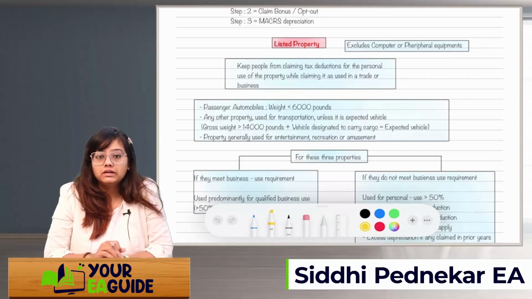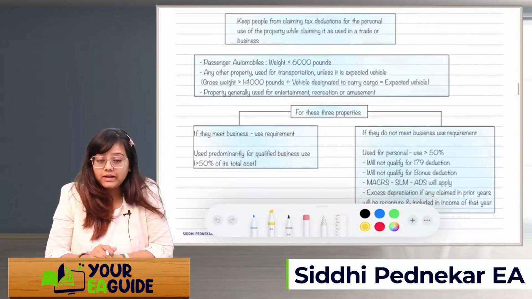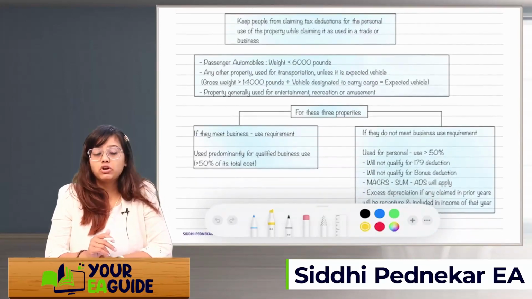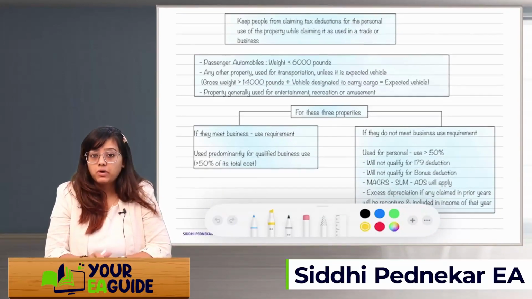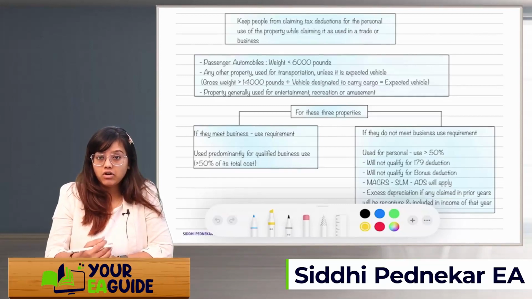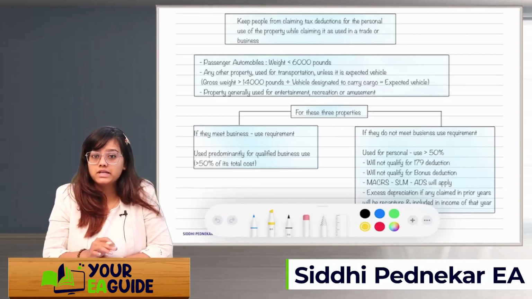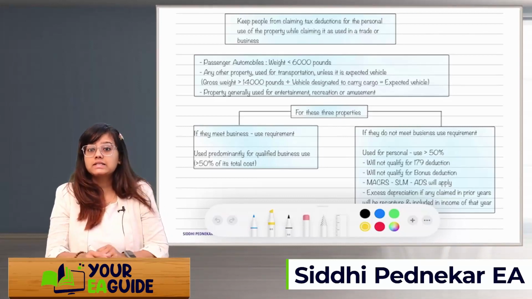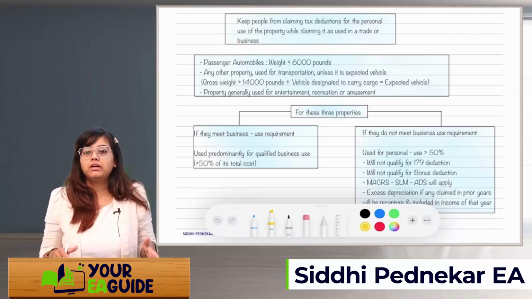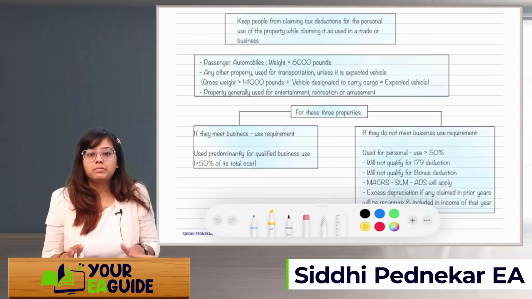Okay, let's see what will be there in the listed property. First is passenger automobiles having weight of less than 6,000 pounds. First see whether it's a high weight vehicle or low weight. If the vehicle's weight is up to 6,000 pounds, then it will be called a passenger automobile, which is eligible as a listed property. Any other property for transportation, unless it is an excepted vehicle. If it's excepted, then it will not be considered.